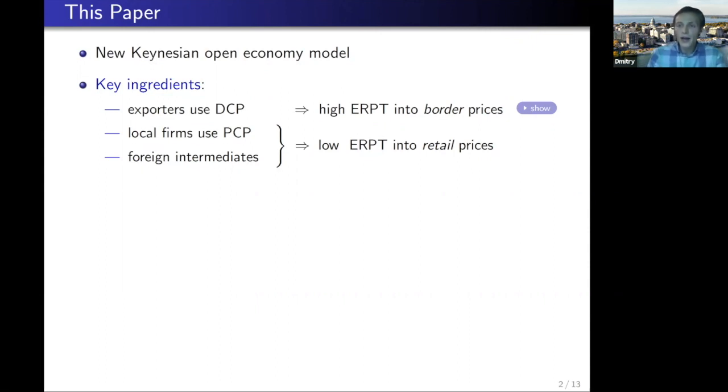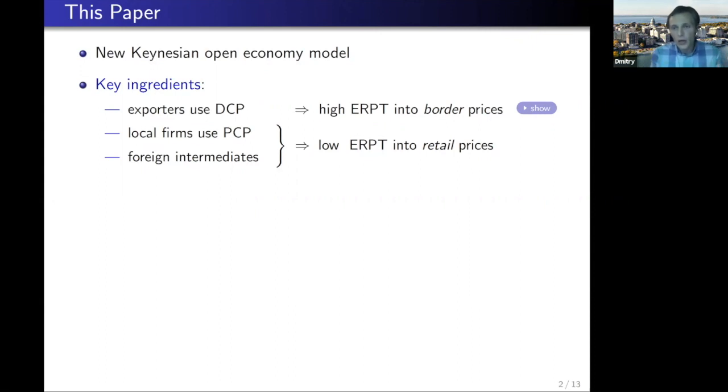But on the other hand, why we're especially interested in this ingredient in this model is because it allows us to reproduce the key facts about exchange rate pass-through that we see in the data. On the one hand, we see very high pass-through at the border level. We know that prices move almost one-to-one with the exchange rate at the border. But on the other hand, we see much lower pass-through at the retail level. We see that retail prices are much more stable in local currency.